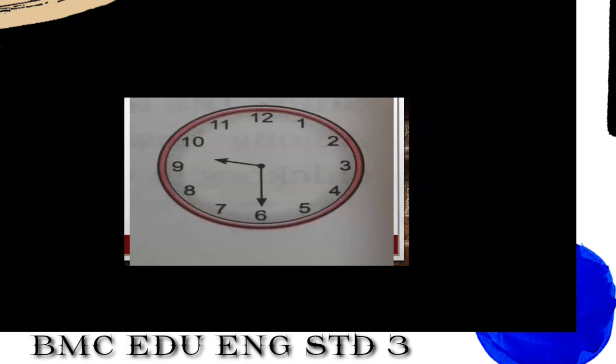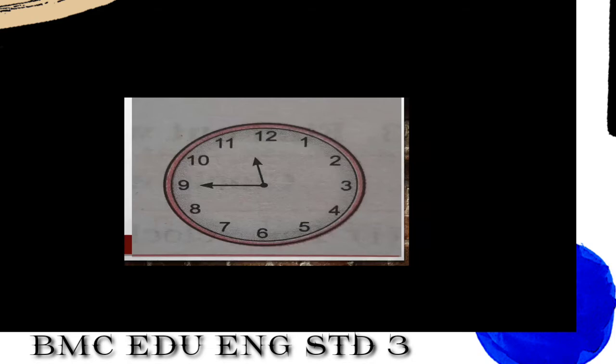Next. The hour hand is between 9 and 10 and the long hand is on 6. So how are you going to read and write it down? Yes, 30 minutes past 9. The short hand is between 11 and 12, and the long hand on 9 is the minute hand. 45 minutes past 11. Got it, children?